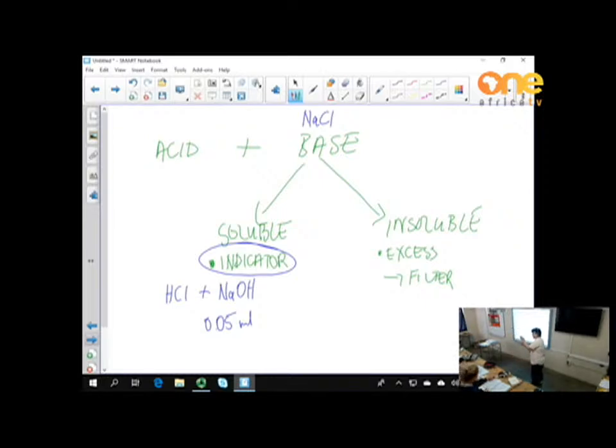No. Litmus changes exactly in the middle. So if your acid and your base are of more or less the same strength, you will use litmus. But if you have a very strong acid and a weak base, you will use, I think, methyl orange.